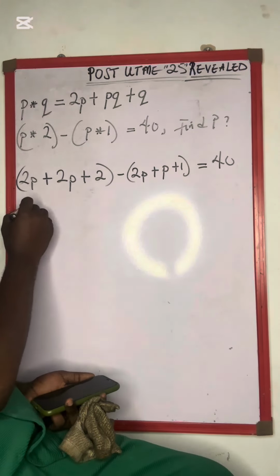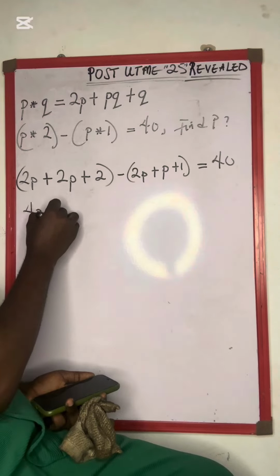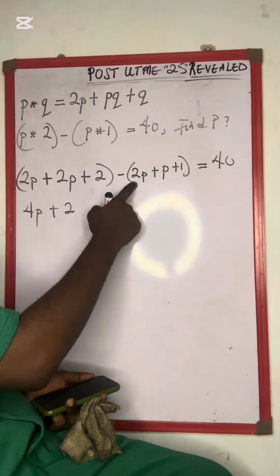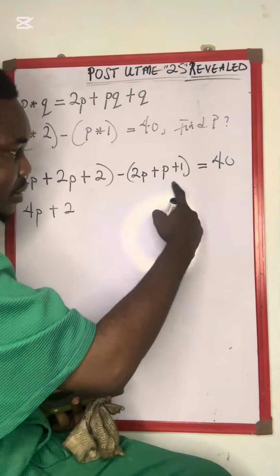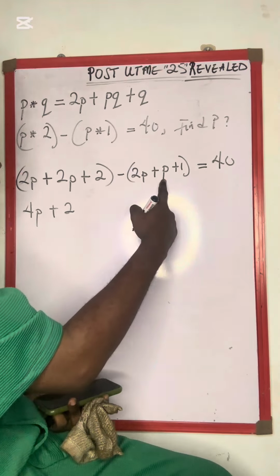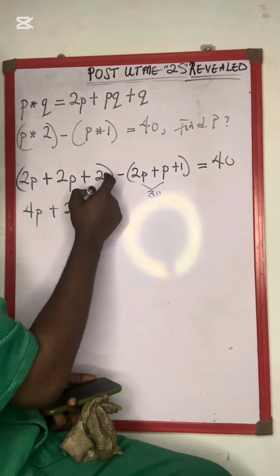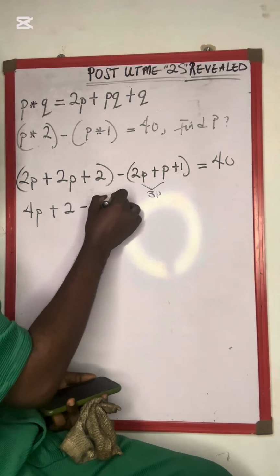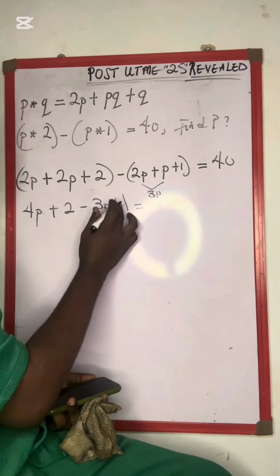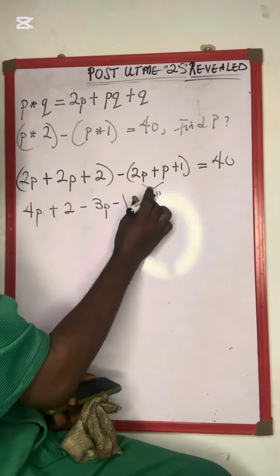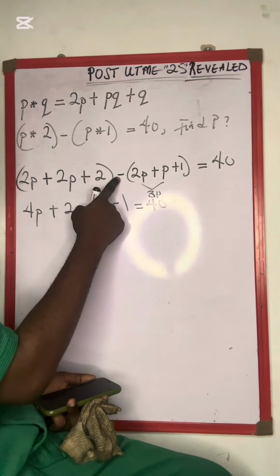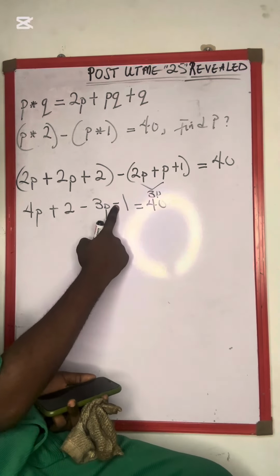2P plus 2P becomes 4P plus 2 minus, open the brackets, all changes their sign. So we have 2P plus P here becomes 3P. We have a negative here, so we have minus 3P plus 1 equals, minus 1 equals 40. It is minus because minus times plus gives you minus.